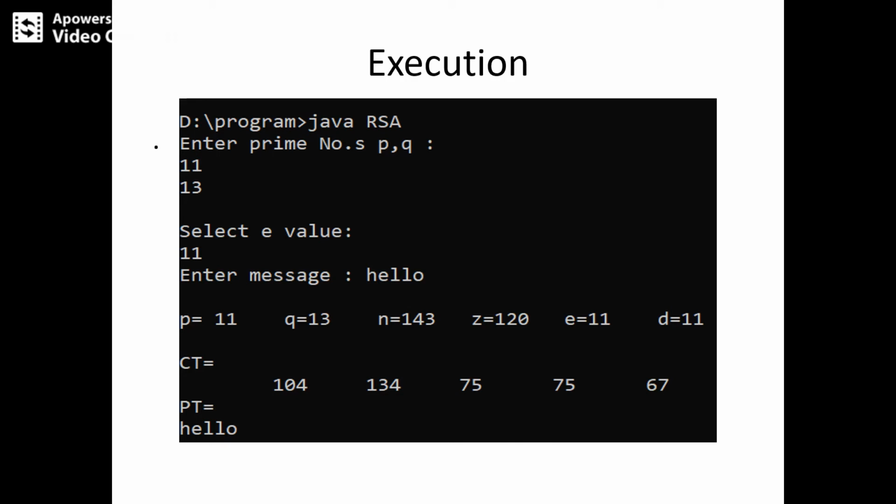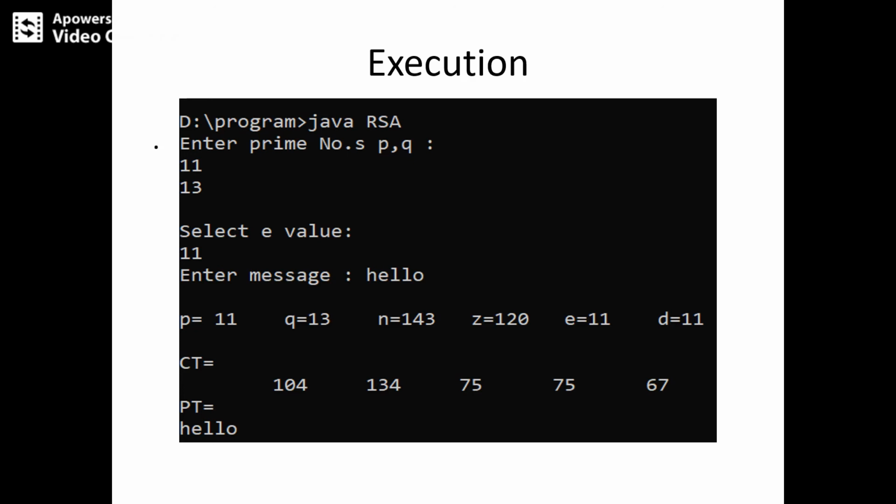Initially, as per the algorithm, we need to enter two large distinct prime numbers, which will be named P and Q. In the example, we have taken 11 and 13. That same number we will use in this execution of the program. So 11 is P, 13 is Q.